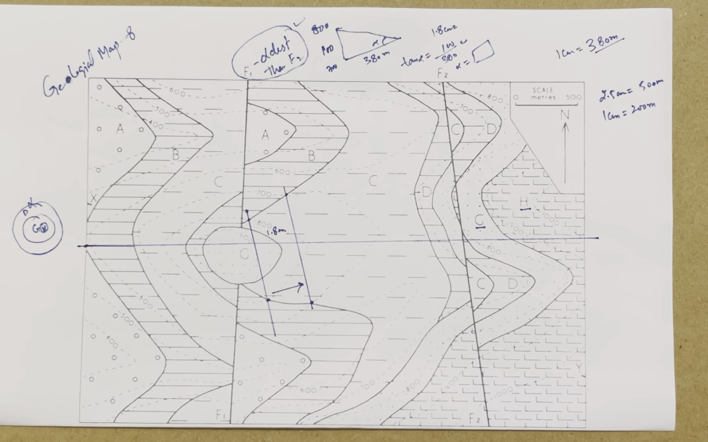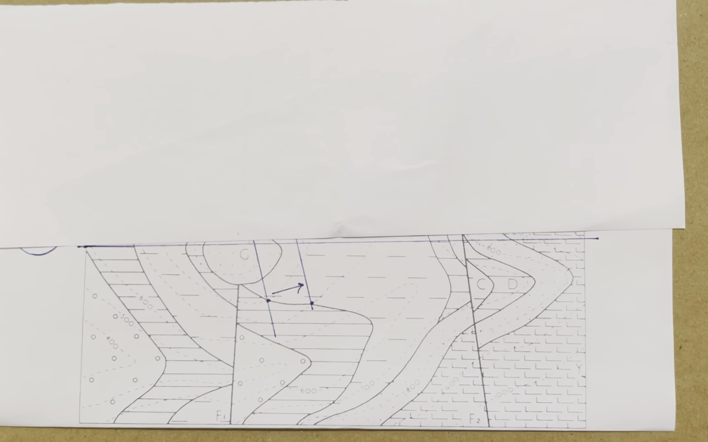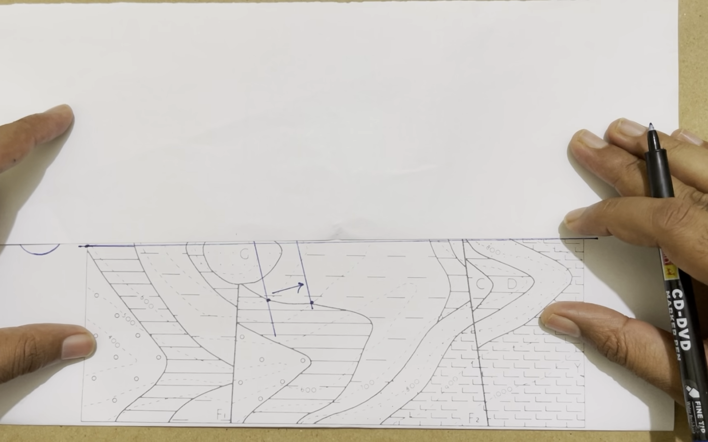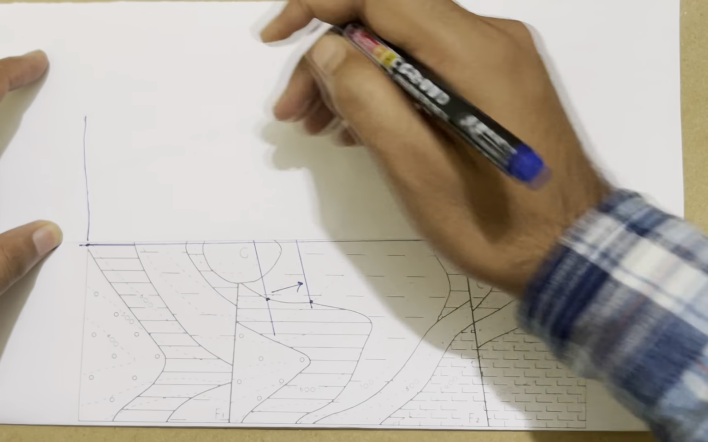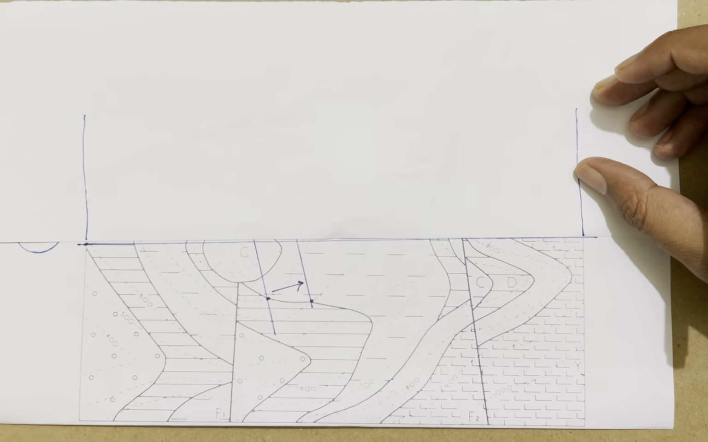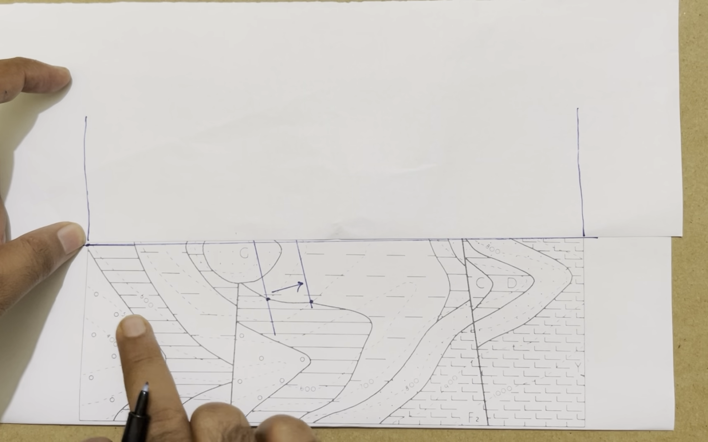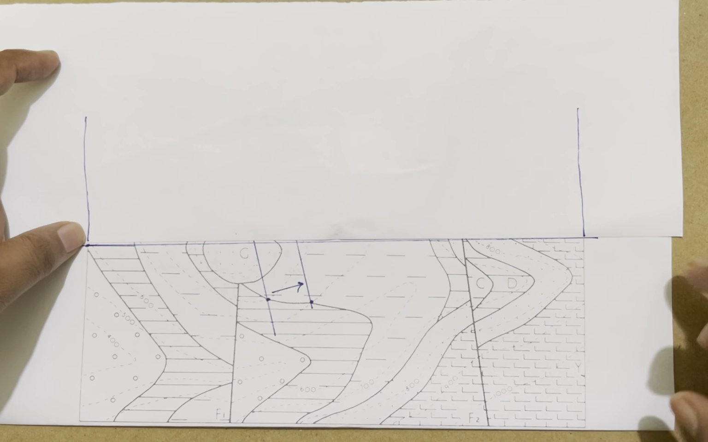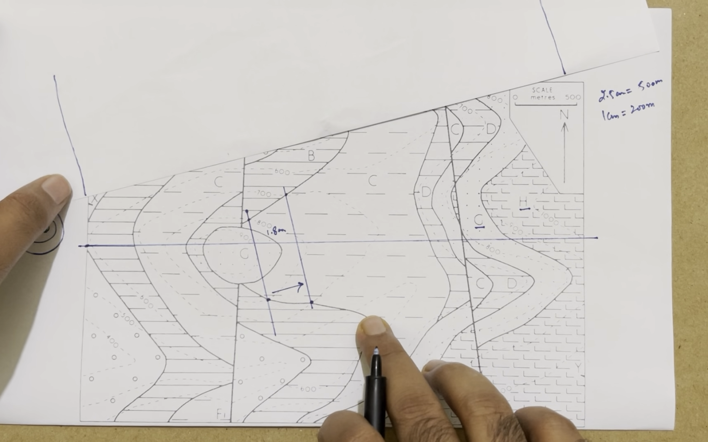Okay, I'm going to look at this line. Now I have to plot the contour. This contour is our 600, and 1000, and the lowest one is 900. I will start with 500.